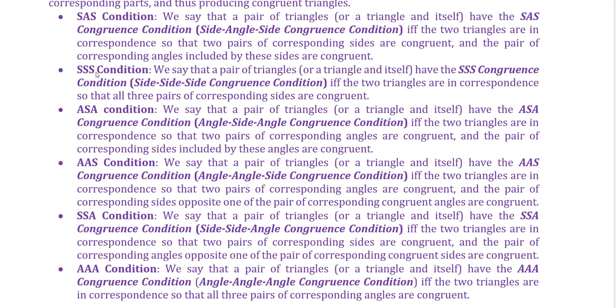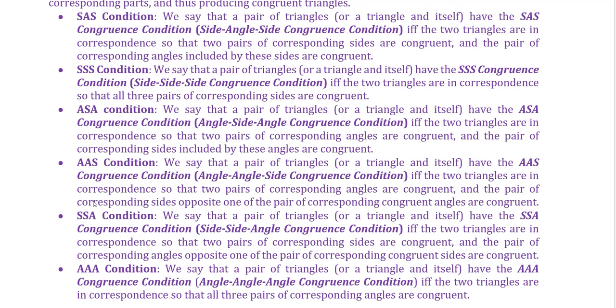Side, side, side, or SSS condition: we say that a pair of triangles or triangle itself have the SSS congruence condition if the two triangles exist and they are in correspondence so that all three pairs of corresponding sides are congruent. The ASA condition is the angle-side-angle condition. That's if two triangles are in correspondence so that two pairs of corresponding angles are congruent and the pair of corresponding sides included by these angles are congruent.